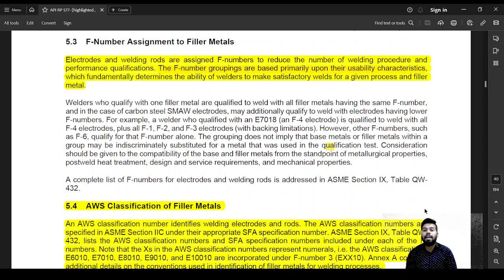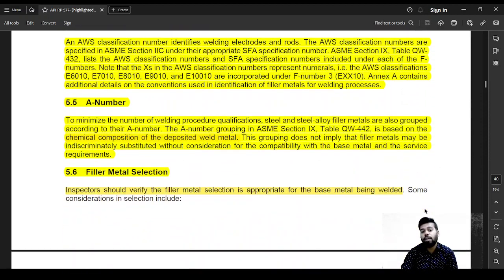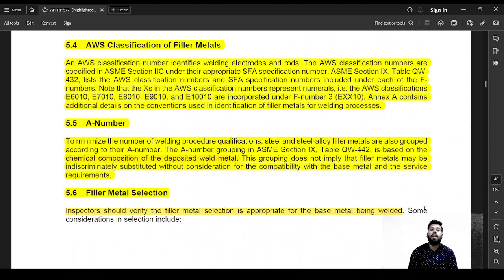So electrodes and welding rods are assigned F number to reduce the number of welding procedure and performance qualifications. The F number grouping are based primarily upon their usable characteristics, which fundamentally determines the ability of welder to make satisfactory welds for a given process and a filler metal. Next, for filler metals, you also have something known as AWS classifications. An AWS classification number identifies the welding electrode and welding rods. The AWS classification numbers are specified in ASME section 2C.